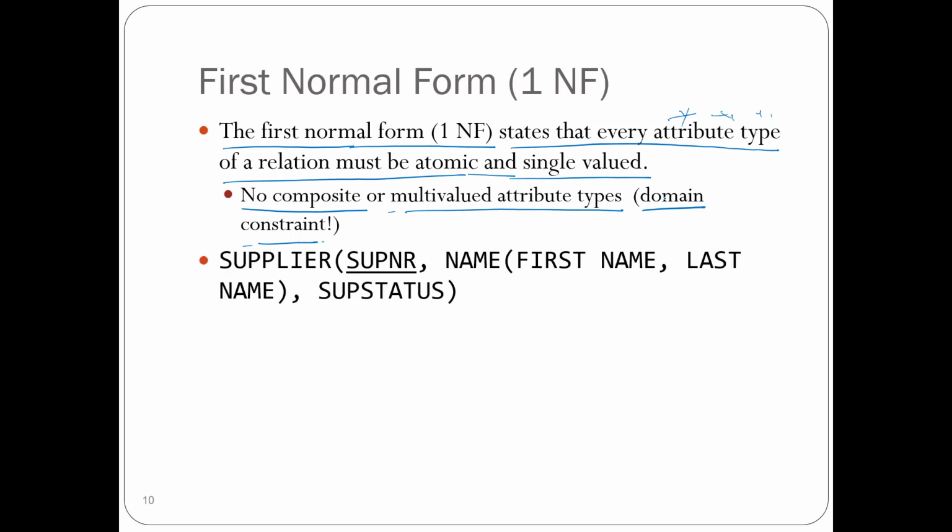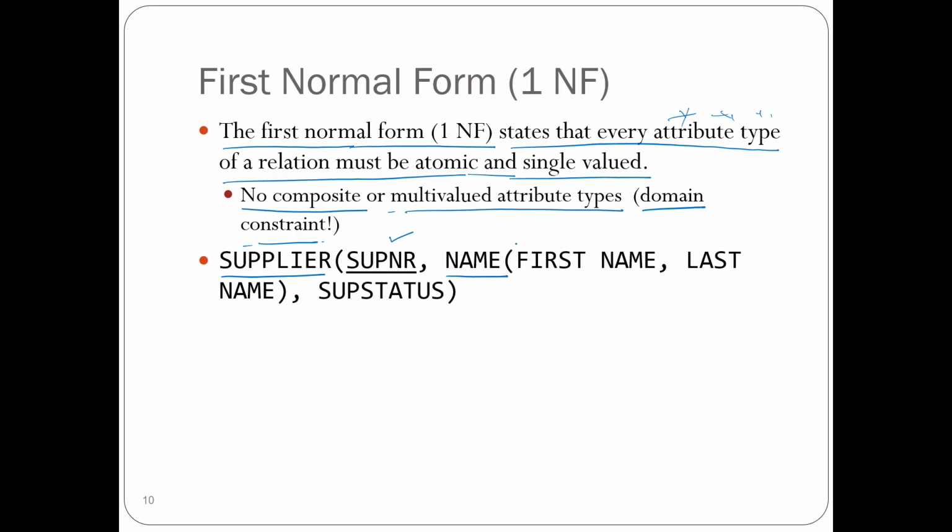So let's look at an example and try to see whether this example of the relation is in first normal form or not. Here again we are looking at the supplier relation, and the supplier relation has the attribute types supplier number and the name of the supplier.